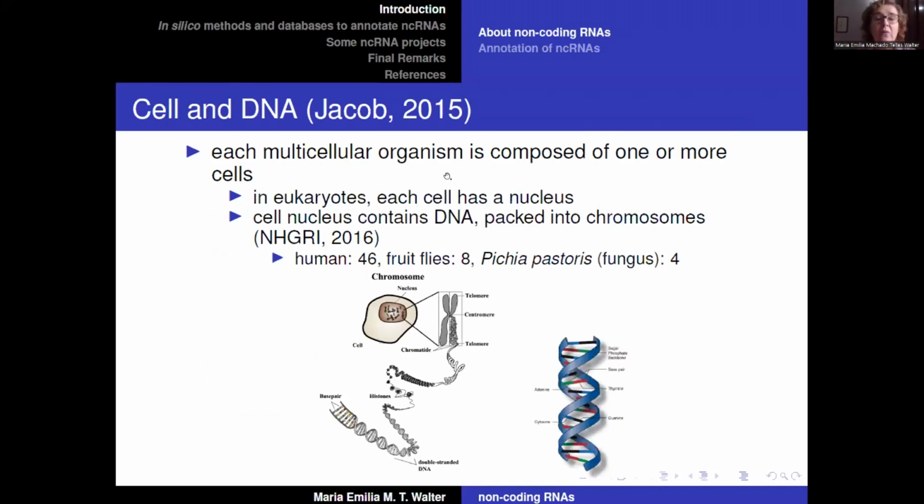I apologize to the biologists, but I have to begin with some computational view. So in eukaryotes, the figure shows a cell with a nucleus, and this nucleus contains DNA that is packed into chromosomes, as you can see. The number of chromosomes is characteristic of the species. In humans, we have 46, in fruit flies 8, and in Pichia pastoris, that is a fungus, we have 4.